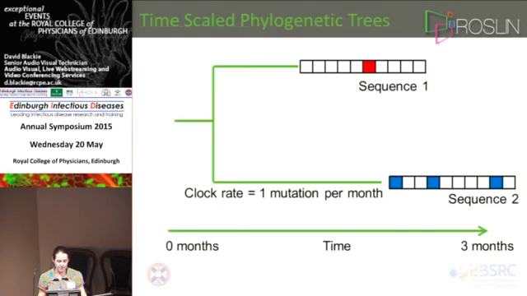So, in particular, if we think of a timescale phylogenetic tree, and here we have our first sequence and second sequence, and they're isolated some distance apart, and we have an idea of what the clock rate is, we can work out when the most recent common ancestor of those two sequences actually was.